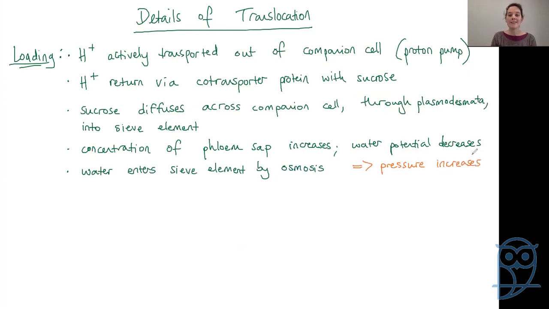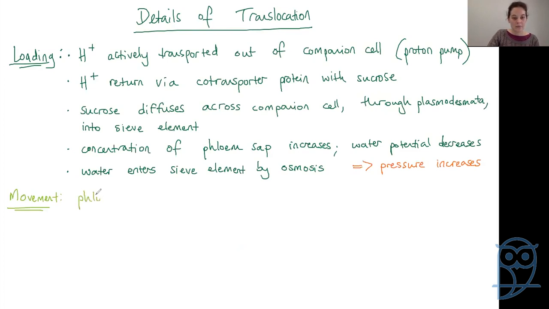So all because hydrogen ions were actively transported out of the cell, we end up now with an increase in pressure. Now, if we increase pressure somewhere, something's got to give. So remember that your phloem is one long tube, cells joined over and over and over again. So we can move. So our next step is movement. So we got a high pressure place. Where are we going to move? We're going to move somewhere with low pressure.